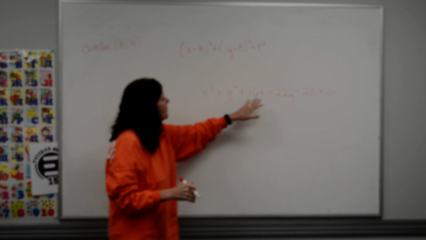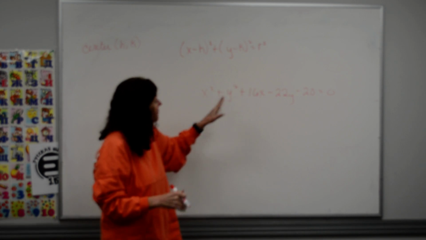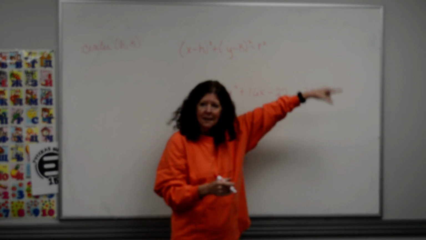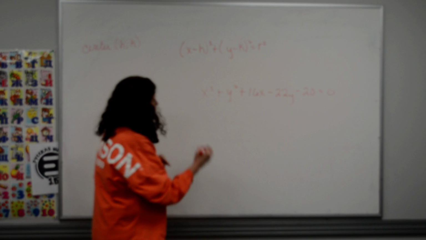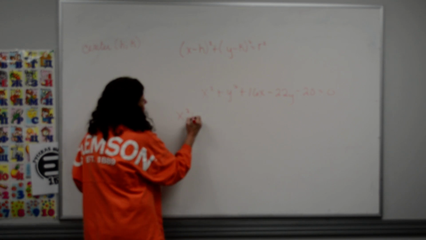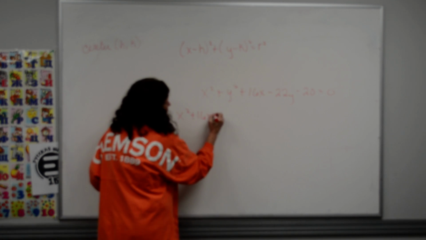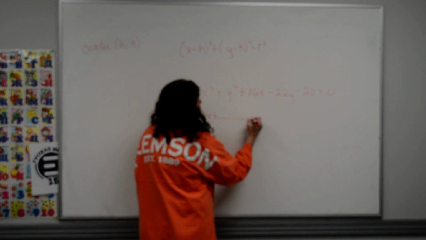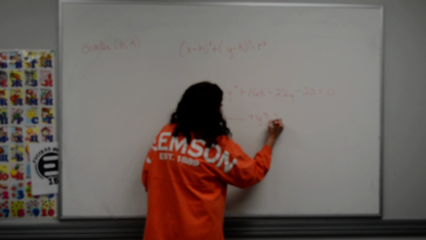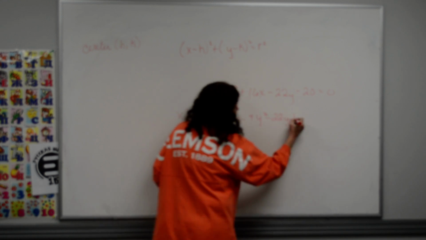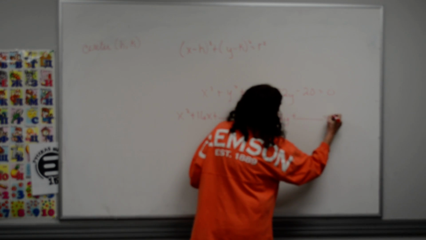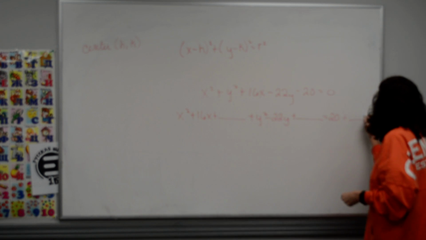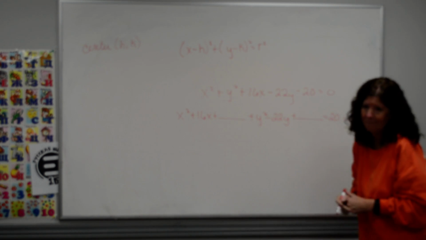So what I'm going to do is put my x's together, not completely together, but next to each other, the y's, and I'm going to take the 20 over to the other side. So I have x squared plus 16x, and I'm going to leave a blank there because I'm going to complete the square there, plus y squared minus 22y, and I'm going to need a blank right there, is equal to 20, and I have 2 blanks here, so I've got to have 2 blanks over there to keep everything even.